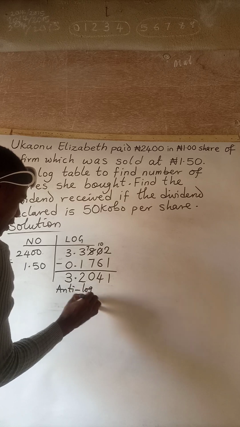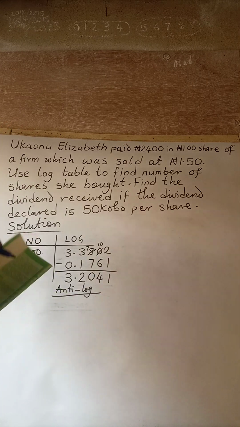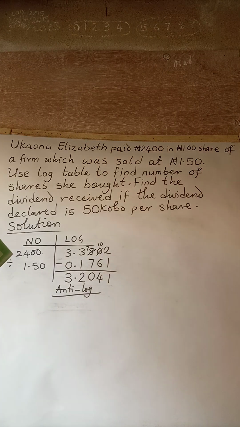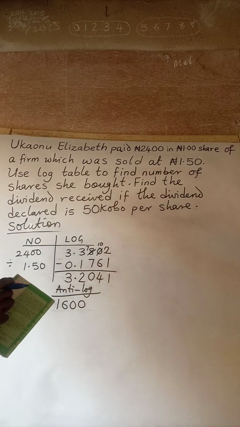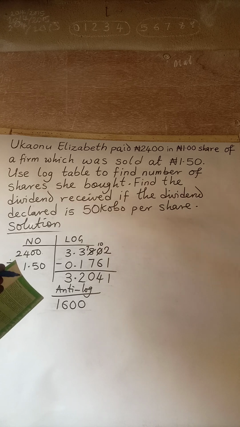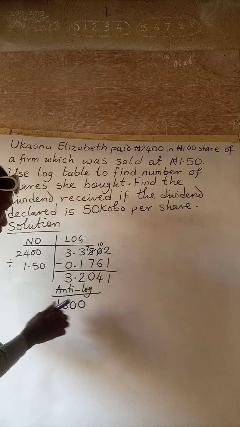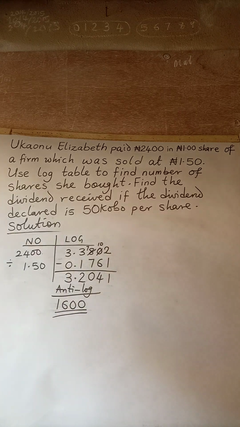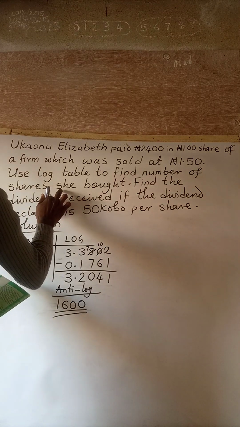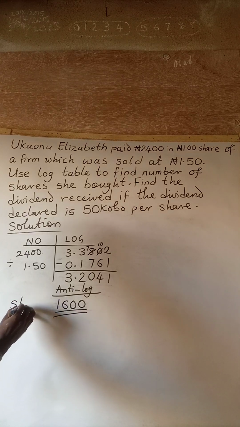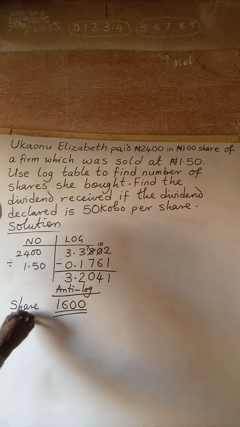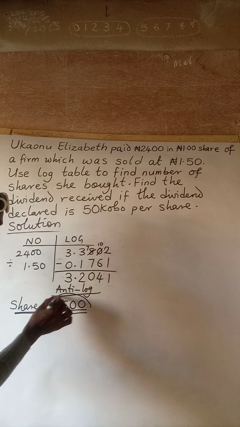When I move to anti-log, I will look for 20 under 4. And 20 under 4 is 1600. Difference 1 is 0. So when you add 0 to this, it will still give you this value. So from analysis of everything, the number of shares that Okon bought is 1,600 shares.